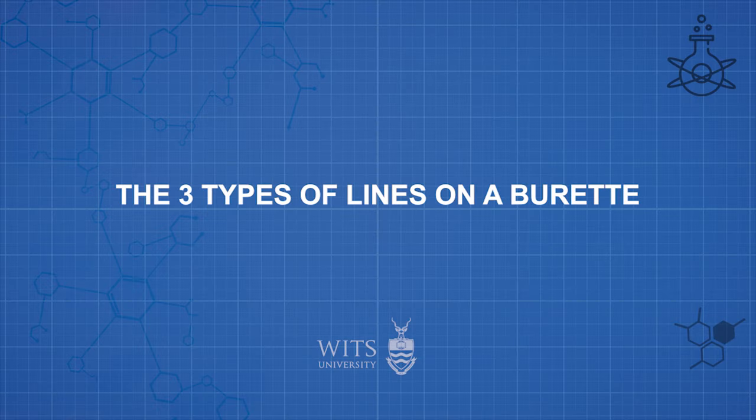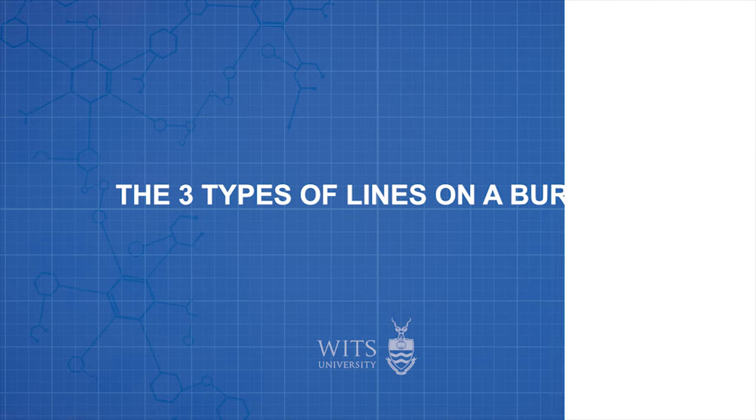There are three different types of lines used on a burette. The first line is the longest line that generally wraps around the entire circumference of the burette with a number on the top of the line. These lines represent the volume given by the number on the top of the line. For example, the highlighted line represents the 2 milliliter line.